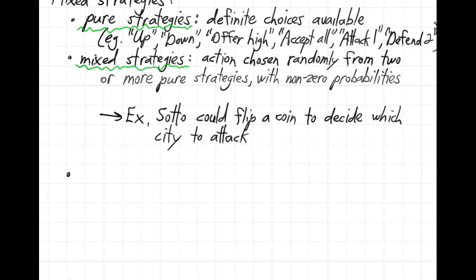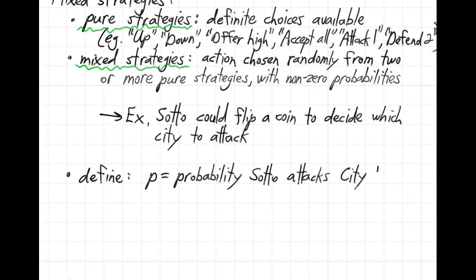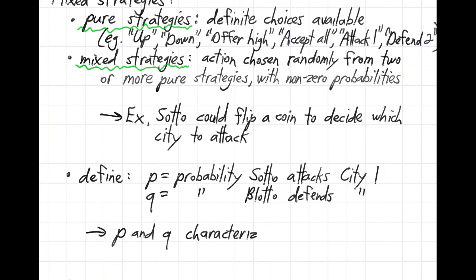Let's define some variables. Let's let P be the probability that Sotto attacks city 1. And let's let Q be the probability that Blotto defends city 1. So the variables P and Q characterize the mixed strategies for each player.